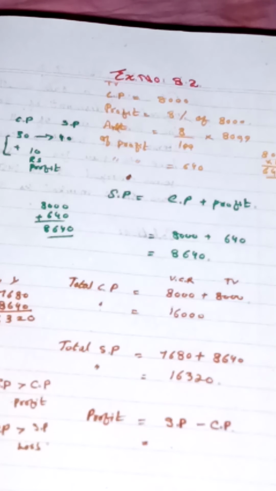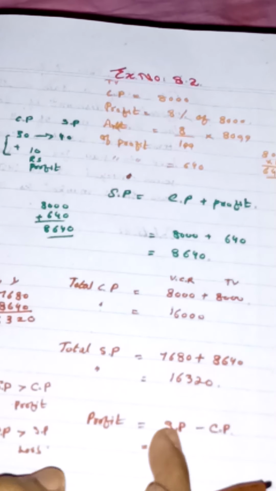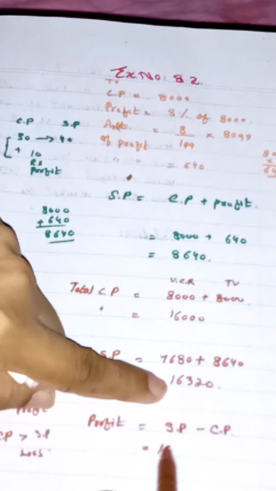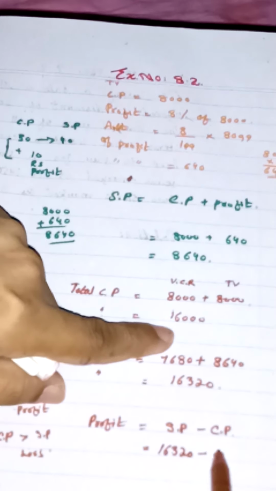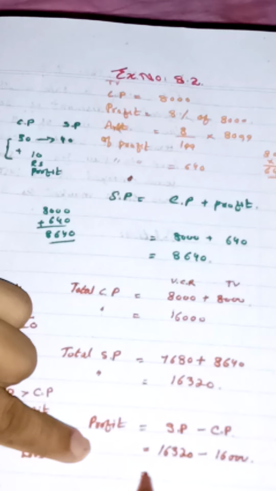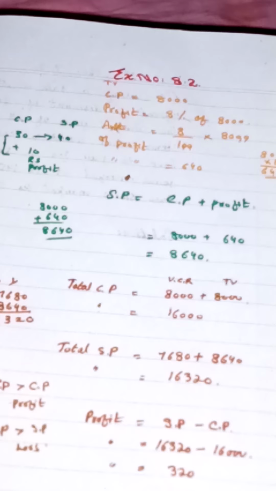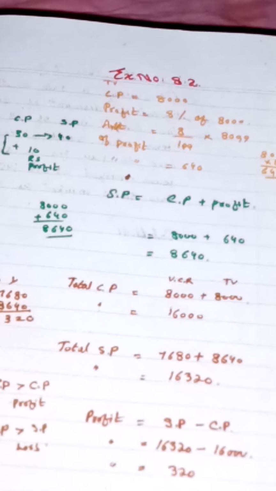Profit is equal to selling price minus cost price. It is a simple idea: if you purchase a pen at 30 rupees and sell it at 40 rupees, selling price is greater than cost price, so you get a profit. So selling price minus cost price, profit is 320 rupees. But this is a profit, not a percentage. The question asks for a percentage, so find the profit percentage.